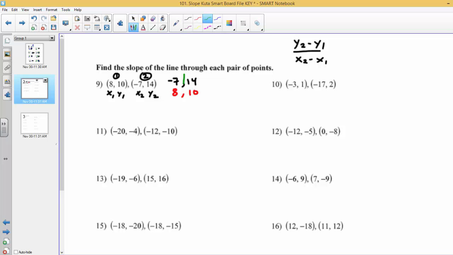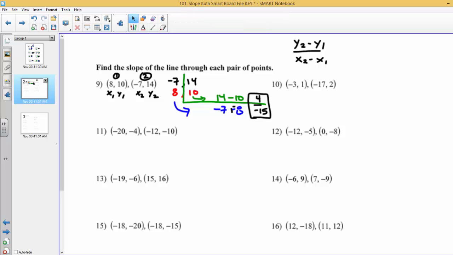And then I'm just going to sort of draw a line like this. This is your rise. 14 minus 10. This is your change in height. This is your run. -7 minus 8. So your answer here is 4 over -15. That's -4/15. That's your slope. You slash and dash if you are confused about the -15. Nothing reduces, so you're done.